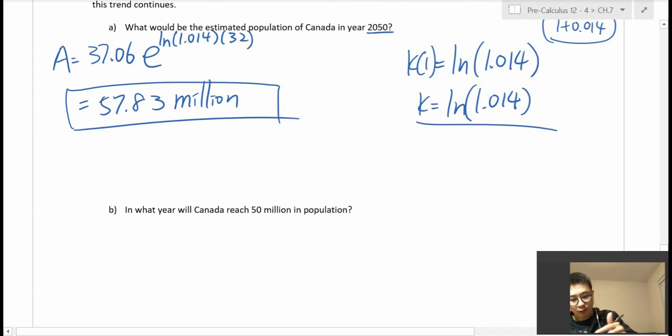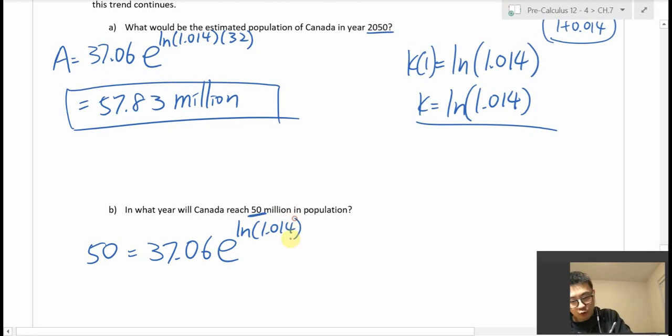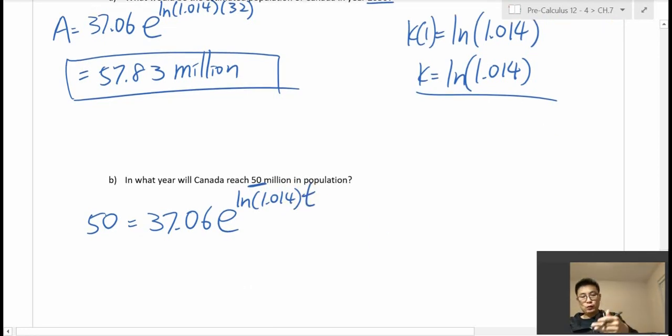Well, same things. This is now our A, because that's the goal. We want to reach 50 million. In 2018, we had 37.06 million. E to the power of ln 1.014, the k value doesn't change. Again, we're assuming that the trend continues, and we're solving for t now.